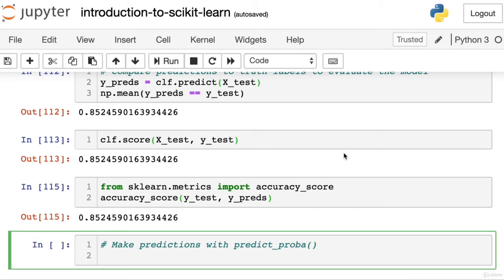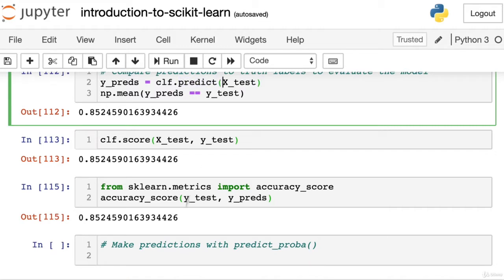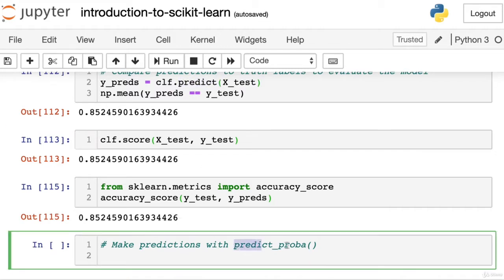Okay, so we've seen how to make predictions using our trained machine learning model and the predict function. Now let's have a look at how we can use the predict proba function. More succinctly, what exactly is the predict proba function?